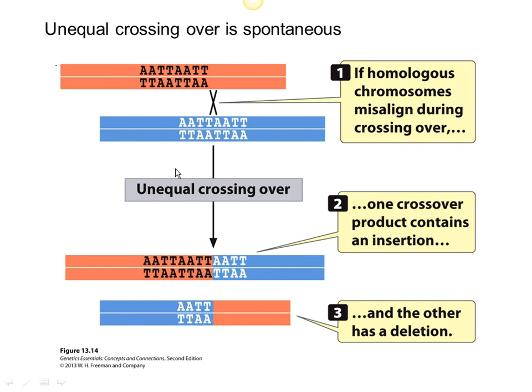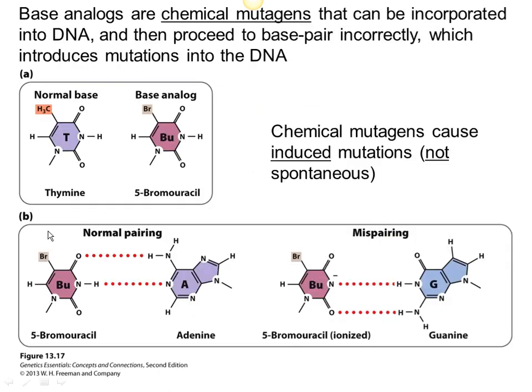Unequal crossing over, we looked at in a previous chapter. That's a spontaneous event that causes deletions and insertions, really of any length. But there are things that are chemicals that are called mutagens, and these are external things that come in from the environment, and they can cause an increased rate of mutation as well. One example is fluorouracil, which mispairs. If it gets into your cell, it mispairs. It's an analog of thymine, and it will tend to mispair with guanine, so it'll cause an insertion of the wrong nucleotide in the strand.